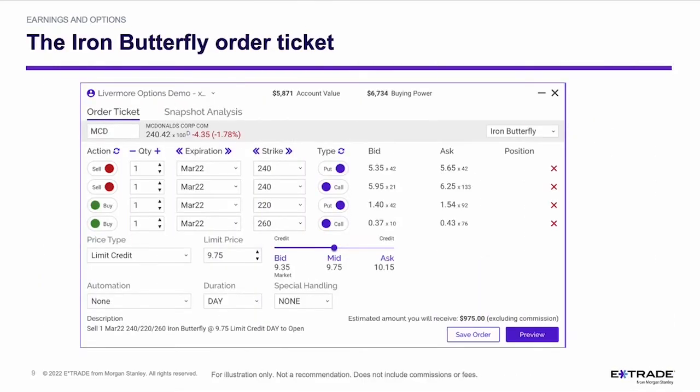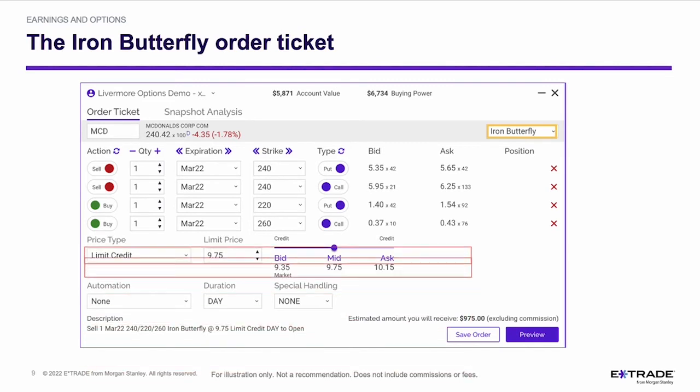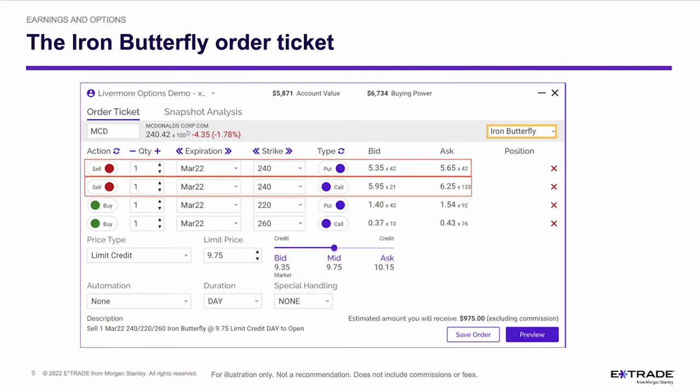Okay, let's take a closer look at the Iron Butterfly order ticket. An Iron Butterfly is where we're selling the at-the-money call and the at-the-money put. So we're bringing the premium in from both of those. Now, in order to make it a defined risk trade, and if we didn't make it a defined risk trade, then it would really be a trade in which we're naked or we have unlimited loss potential, and we just don't really want to do that.